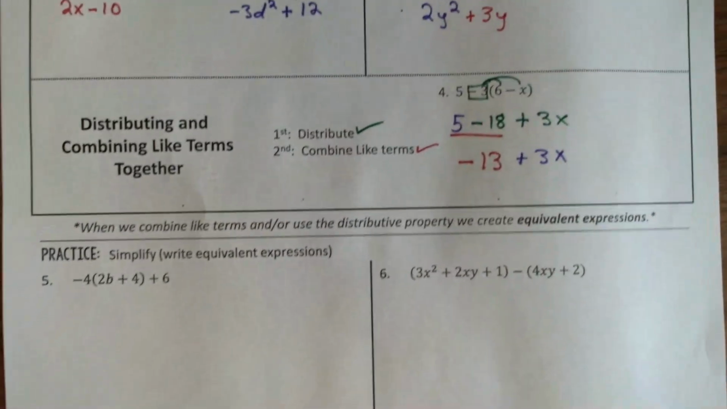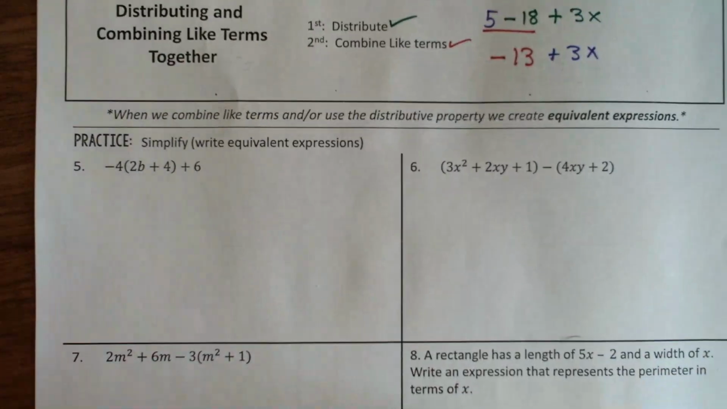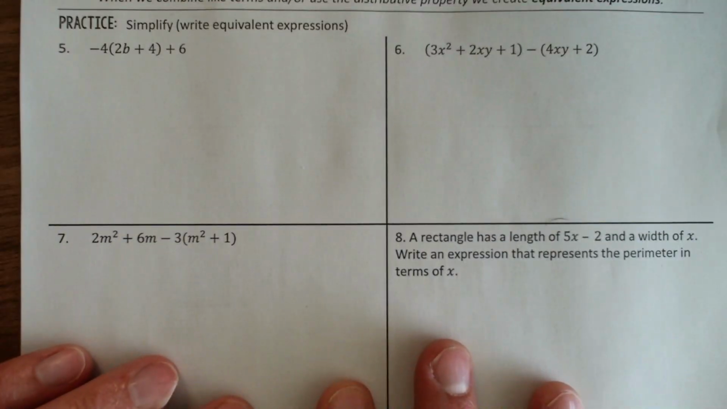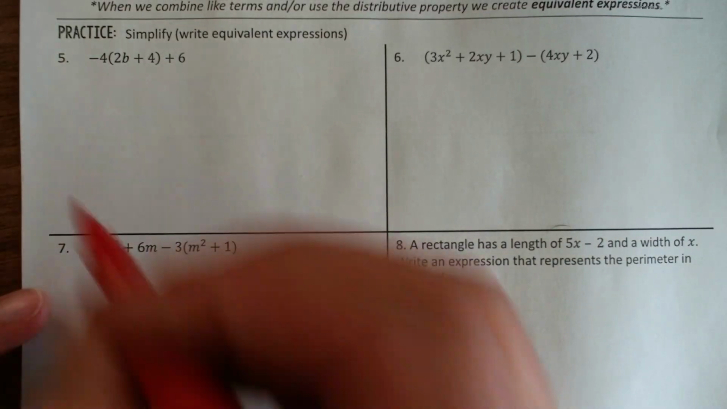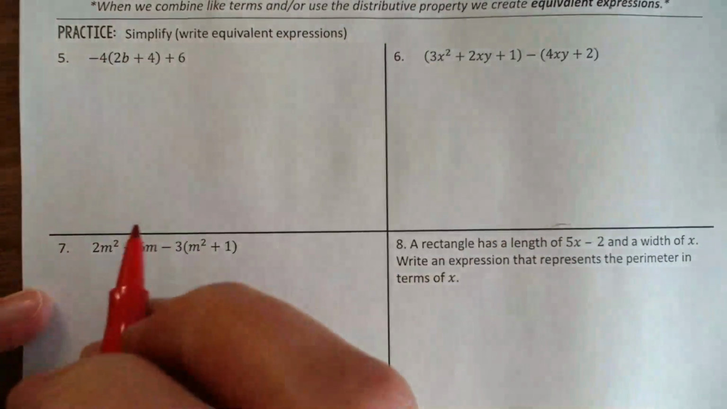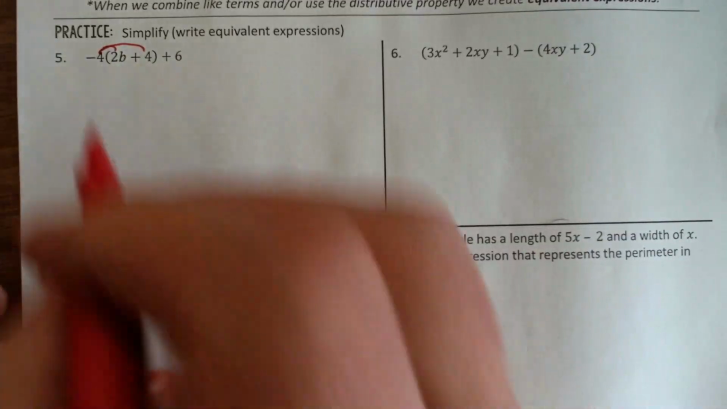So that's the goal of today, is to be able to distribute and then combine like terms if we need. If we need to distribute, distribute. If we need to combine like terms, we combine like terms. So here, again, I have parentheses to start, so I want to distribute first. Negative 4 times 2 and negative 4 times 4.